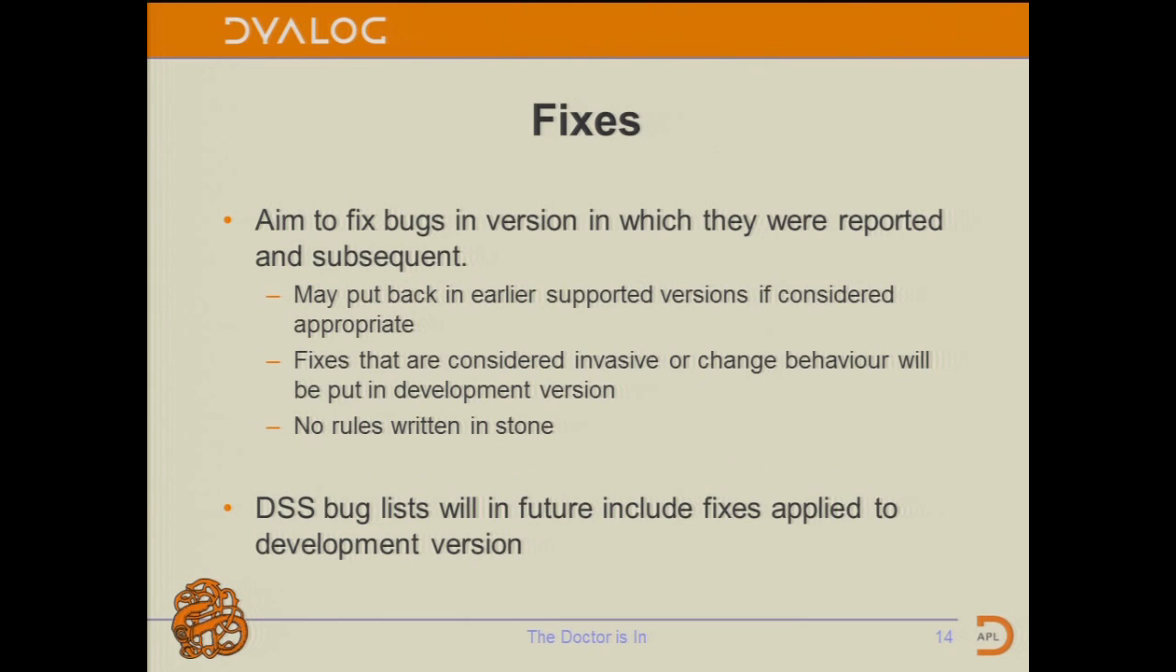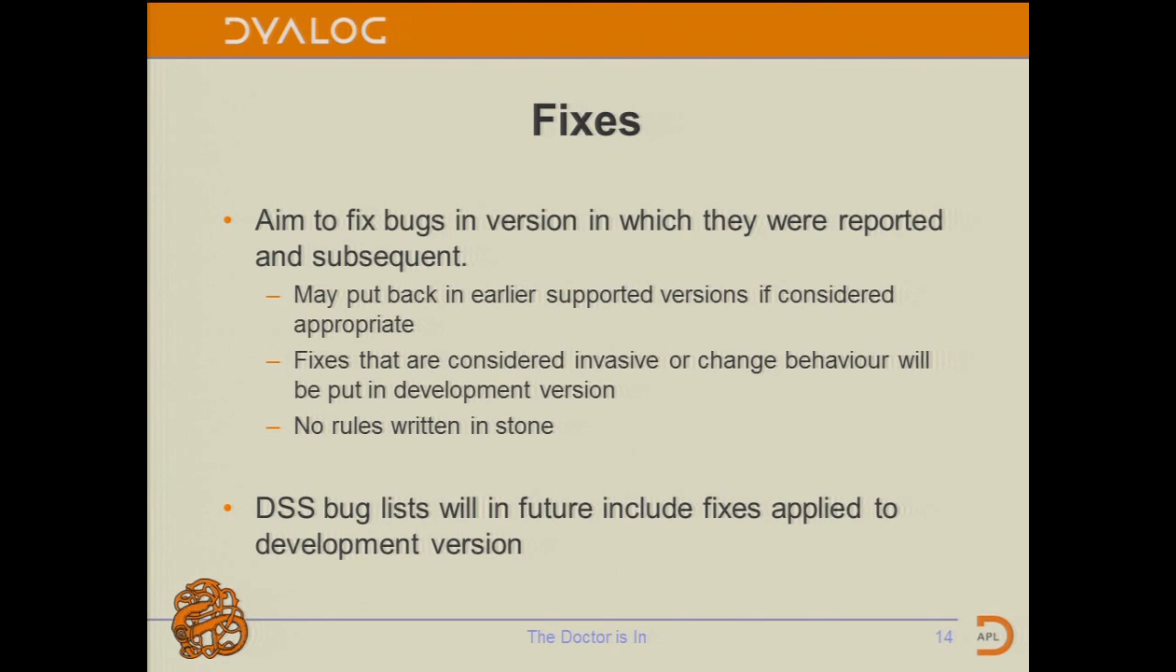If someone reports a, legally speaking, I should probably call it an issue, but I'll call it a bug. We aim to fix bugs by default in the version in which they are reported and subsequent versions. We may choose to put it in a previous version if we consider it important enough. If we consider that a fix is such that we are slightly nervous about it, then we are more likely to postpone it for the development version so that we can test it further. However, none of these rules are written in stone.